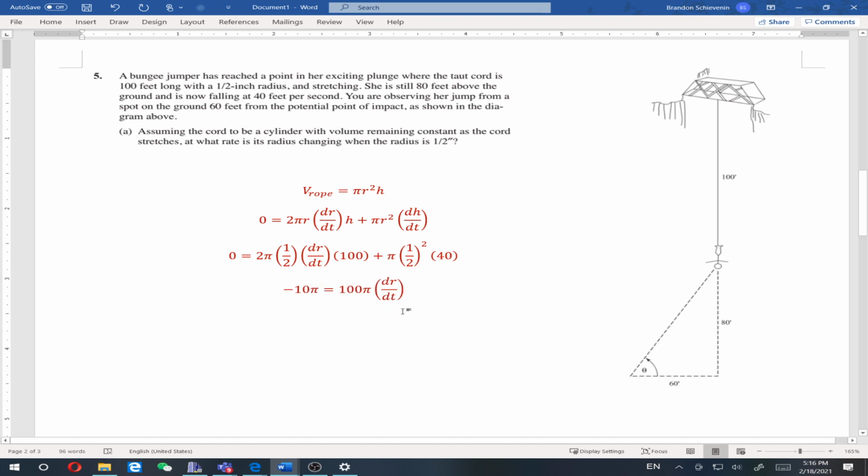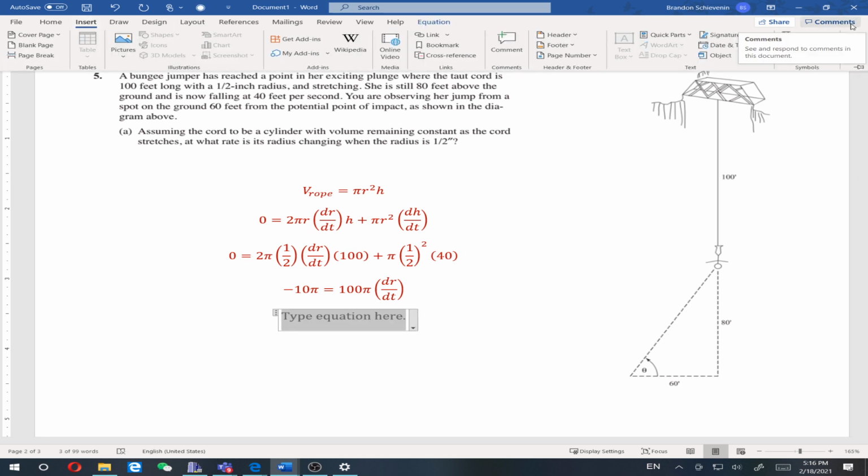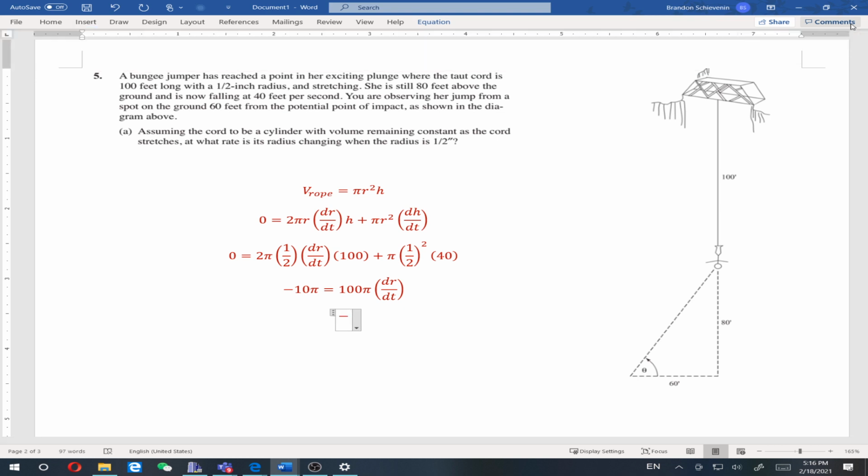Alright, what else can we do in order to simplify? Divide. Divide 100 pi by both sides. Okay, I do that all the time too. So I'm going to divide negative 10 pi over 100 pi. So this will be negative what? Negative 1 over 10. Just negative 1 over 10 is dr over dt. What are my units?